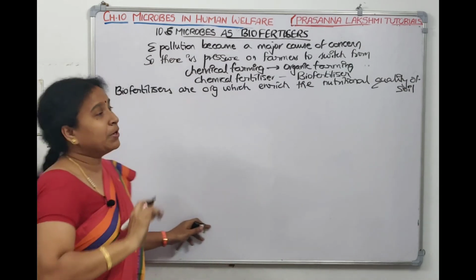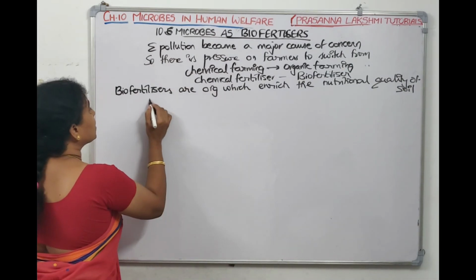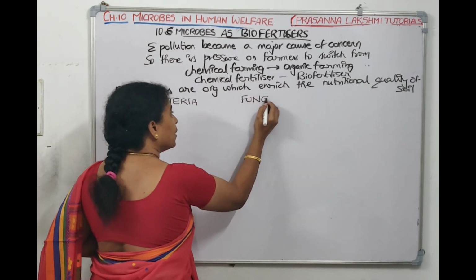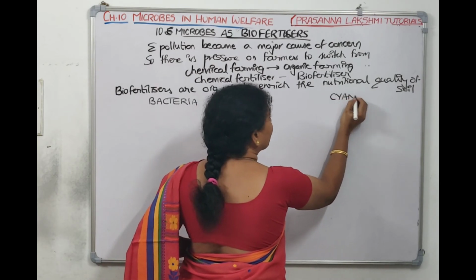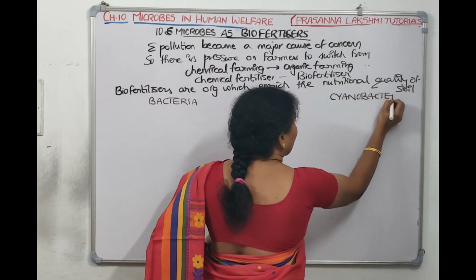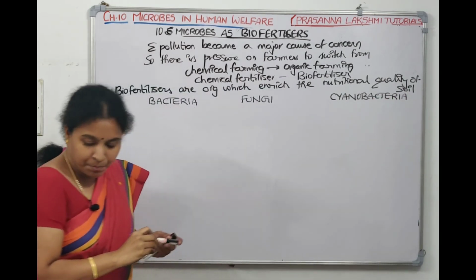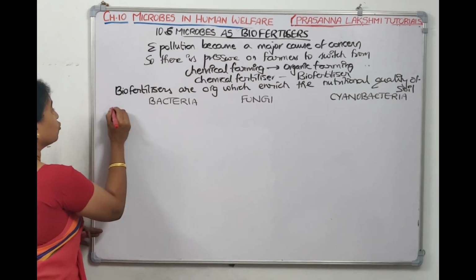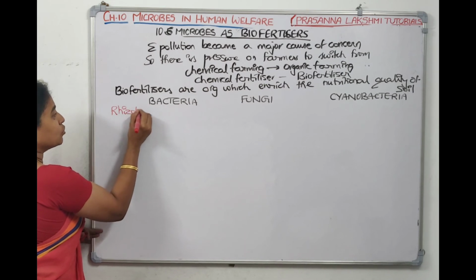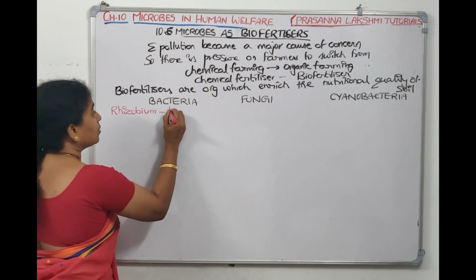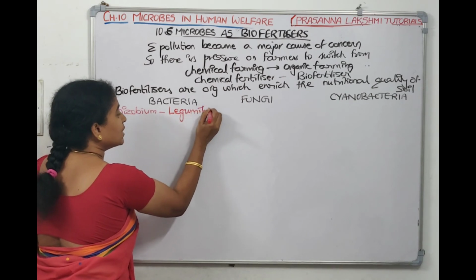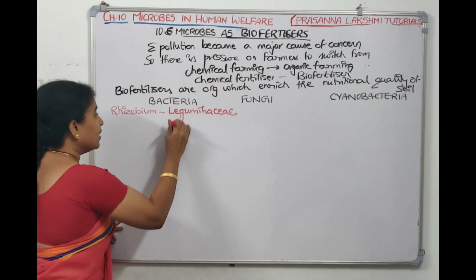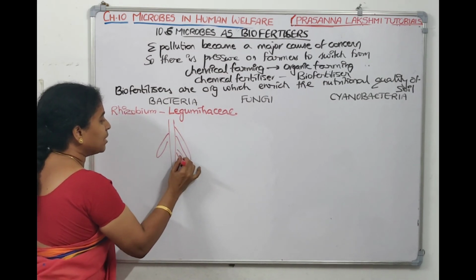Now what are the examples of biofertilizers? Under biofertilizers we can take the example of bacteria, we can take the example of fungi, and we can go with the example of cyanobacteria also. The examples are, what are the examples, children? Bacteria, fungi and cyanobacteria. About bacteria we know Rhizobium, right? A bacteria called Rhizobium helps in nitrogen fixation in the leguminaceae plants.